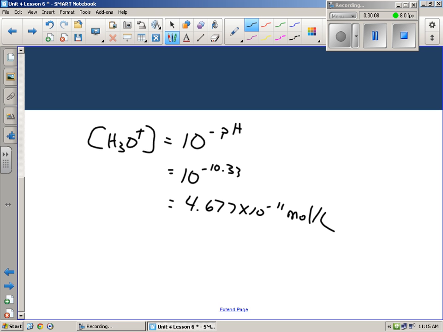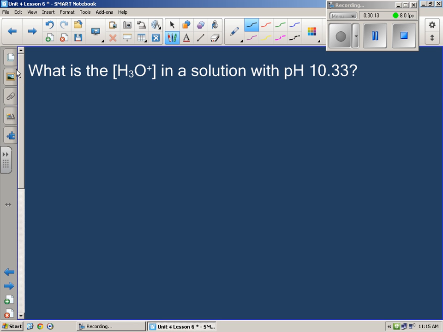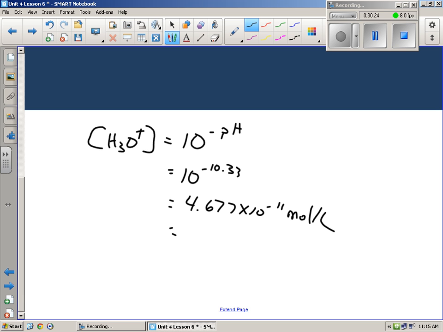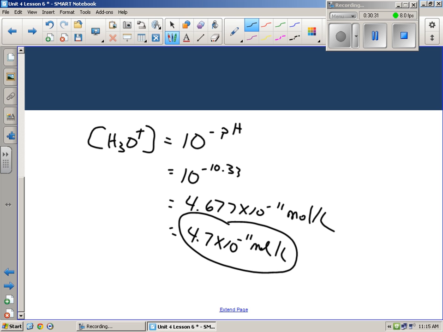Significant digit-wise, what do we need to have? Well, how many significant digits in 10.33? 2. Only the ones after the decimal count. So 2 there. So how many do I need here? 2. So we're going to round it to 4.7 times 10 to the negative 11. All right?